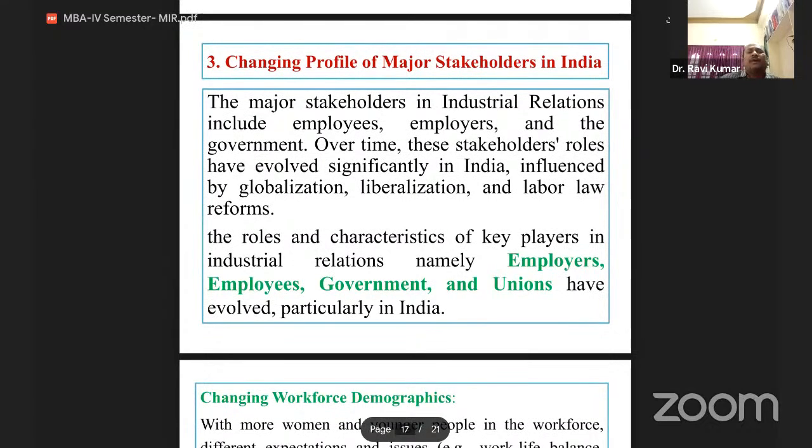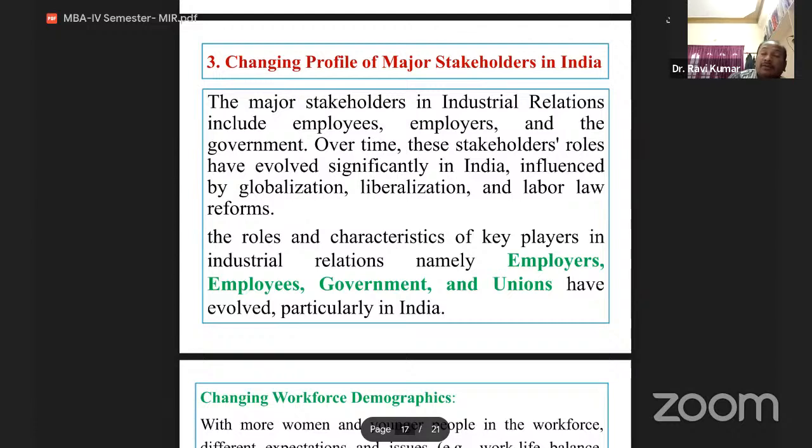And the changing profile of major stakeholders in India. So, what is the changing profile? Who are the major stakeholders in India? The major stakeholders in IR, that is industrial relations, include employees, employers, and the government. In the beginning also we discussed these things. These three are the major stakeholders at the organization level.